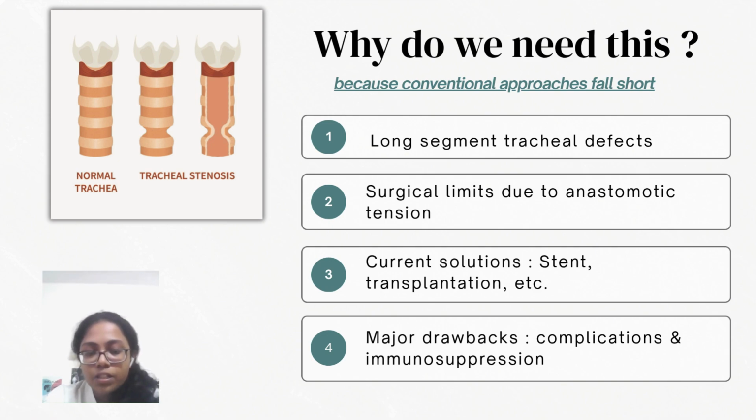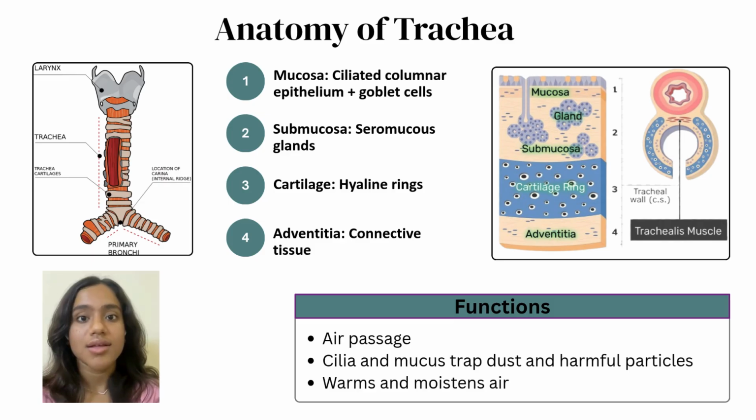This is why conventional approaches fall short and why tissue engineering is being explored as an alternative. The trachea is made up of C-shaped cartilage rings, smooth muscle, and mucosal lining. It needs to be rigid enough to stay open, yet flexible enough to handle swallowing and coughing, making it one of the hardest organs to replace.